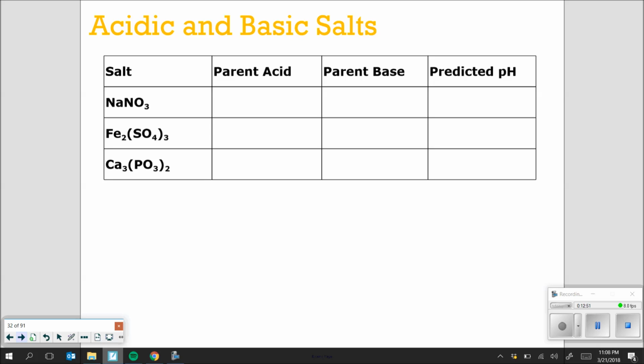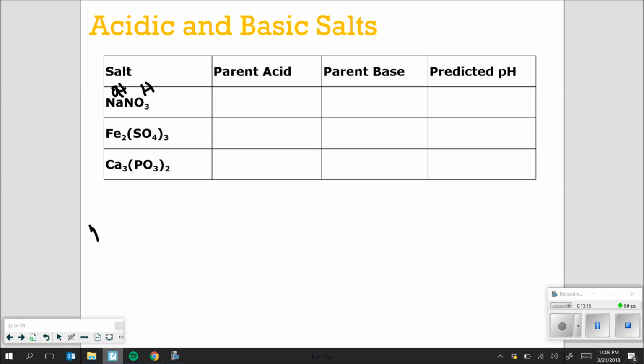So we're going to go ahead and fill this out to look at this. So I've got my NaNO3, and remember, my cation's always going to bond with my hydroxide. Let's get my pen up here. And my anion is always going to bond with my hydrogen. So that's how you build your parent acid and your parent base.